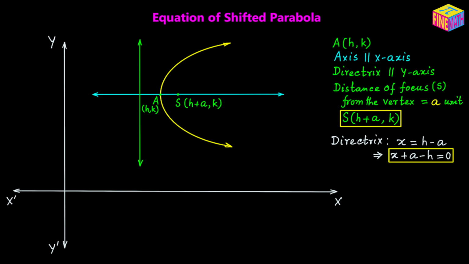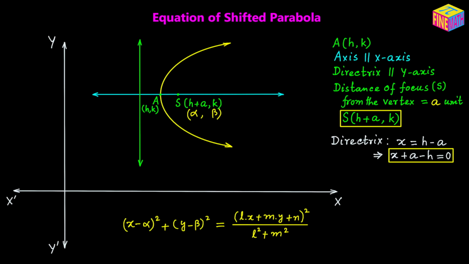And then finding the equation of the parabola is pretty easy. We now have the coordinates of the focus, we have the equation of the directrix. So let's try to use the general equation of a parabola. We know the general equation of a parabola looks like this, where alpha and beta are the coordinates of the focus and x and y are the coordinates of a moving point on this parabola. In this case, alpha will be equal to h plus a and beta will be equal to k. Those are the coordinates of the focus.